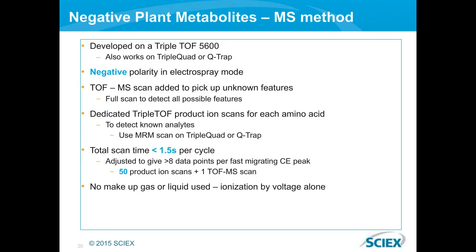I had a very similar setup, so I did dedicated product ion scans for a series of negative metabolites and a single stage TOF scan for detecting unknown metabolites. Again, I've tried to keep the cycle time low because of the sharp peaks you get in CE separation, because of the high resolution separation. So again, the cycle time, even with 50 product ion scans and a TOF MS scan, was less than 1.5 seconds in the TripleTOF. Again, all I had to set was the ion spray voltage in the source to generate spray, and the position of the source was the same for both methods.